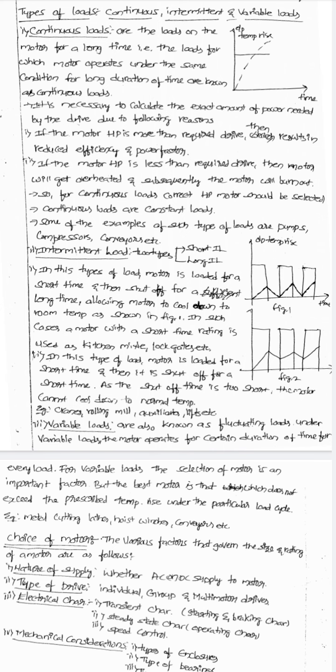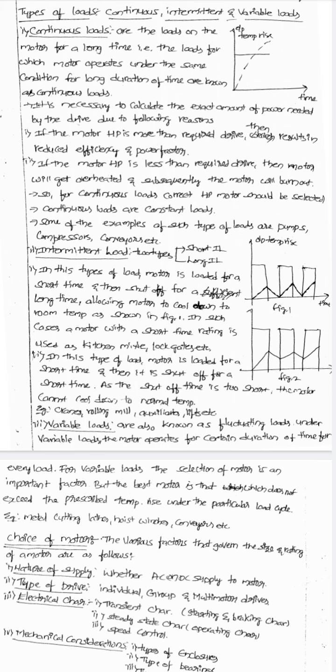Continuous loads are constant loads. Examples of these are pumps, compressors and conveyors. These are continuous or constant loads. That is about the first type of load, the continuous load.